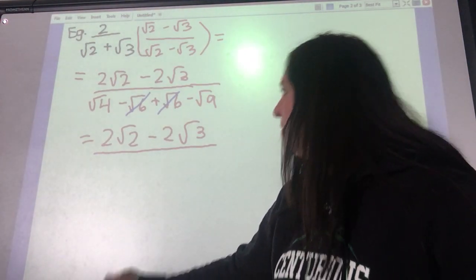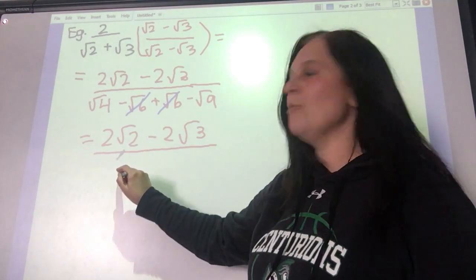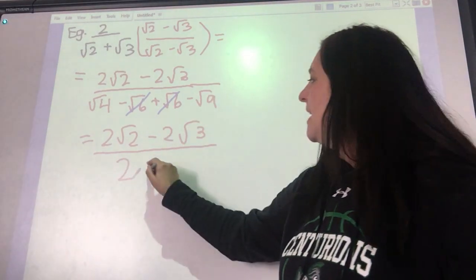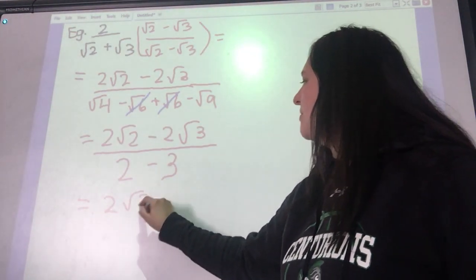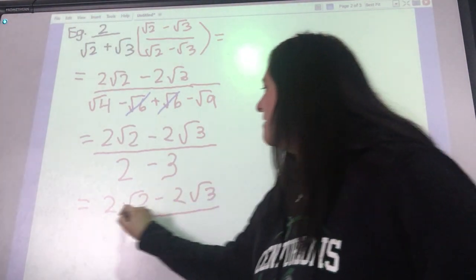And then we look, oh, root 4, that's a perfect square root. The square root of 4 is 2. The square root of 9 is 3. Are we done? Almost. We would get 2 root 2 minus 2 root 3, 2 minus 3 is minus 1.